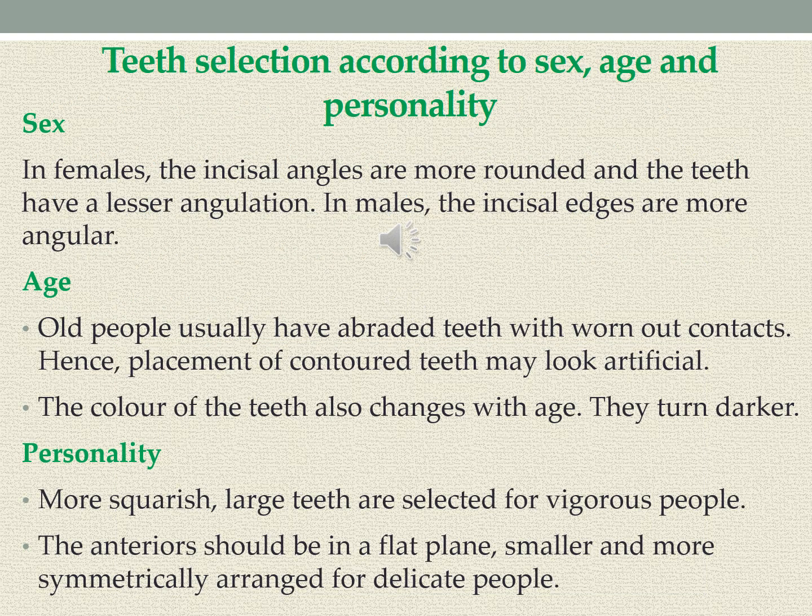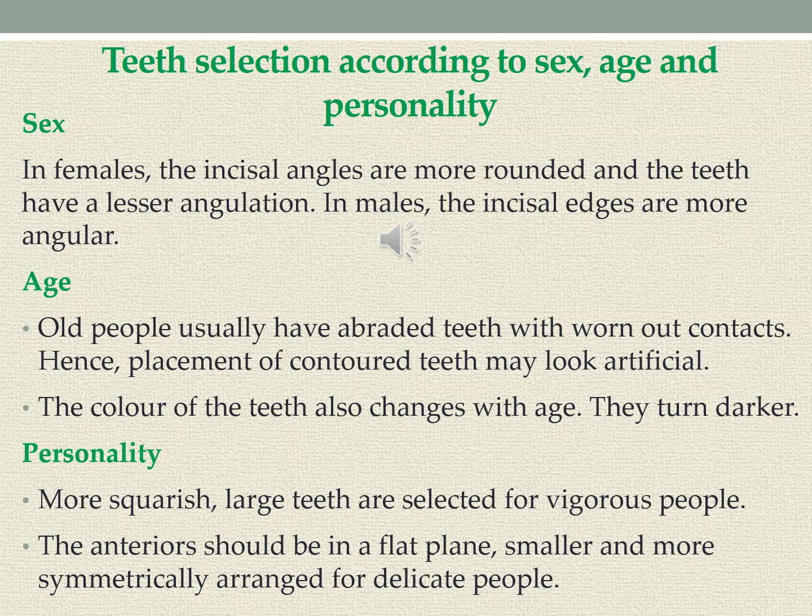During teeth selection, we should also keep in mind that the sex, the age, and the personality of the patient will affect the selection of teeth. In females, the incisal edges are more rounded and the teeth have less angulation than in males, where the incisal edges are more angular and teeth have angles. As for age, old people usually have abraded teeth with worn-out contacts, so the placement of contoured teeth may look artificial.